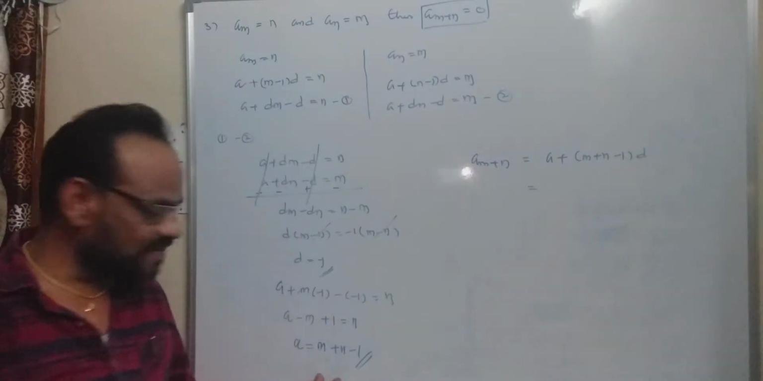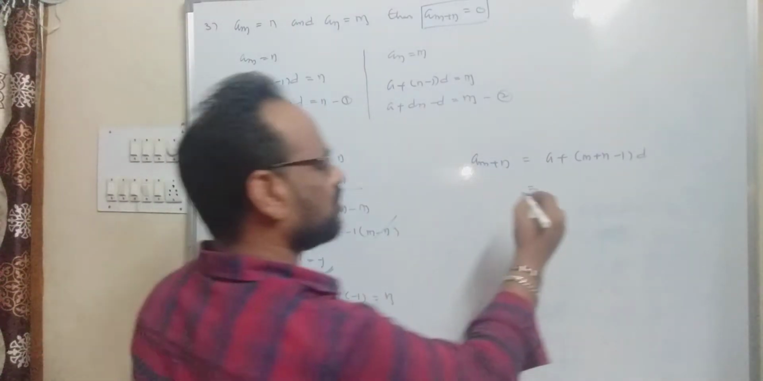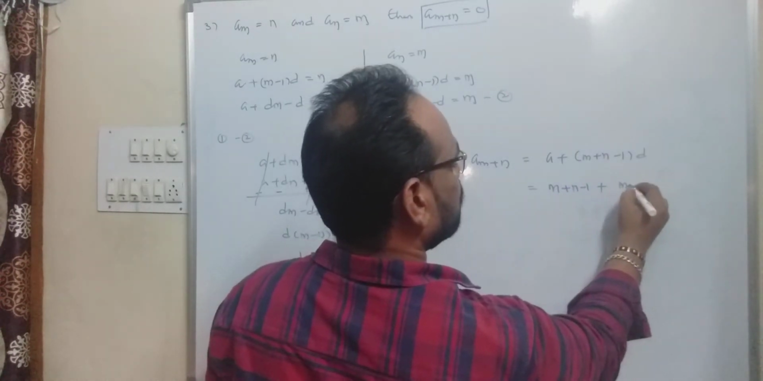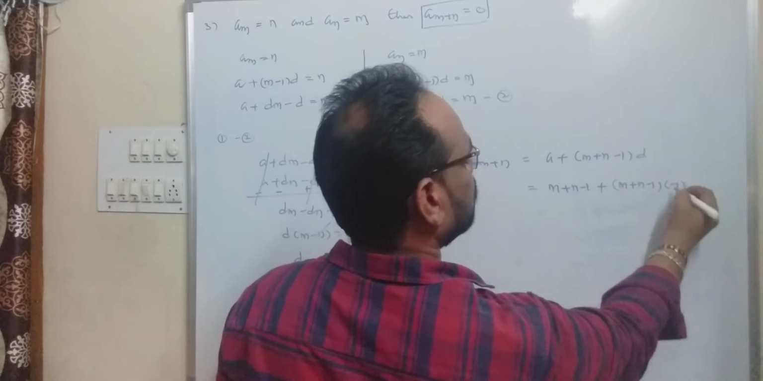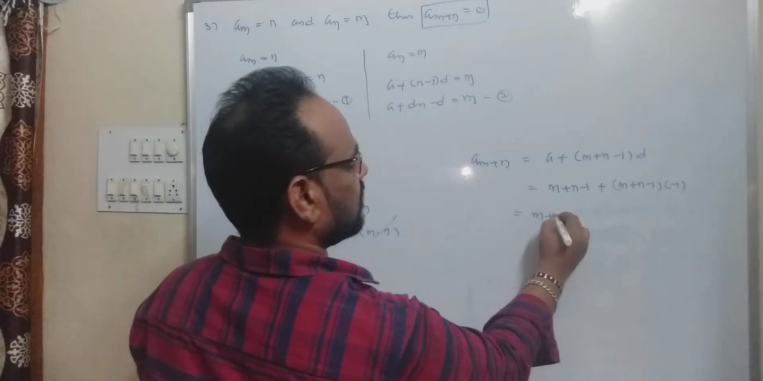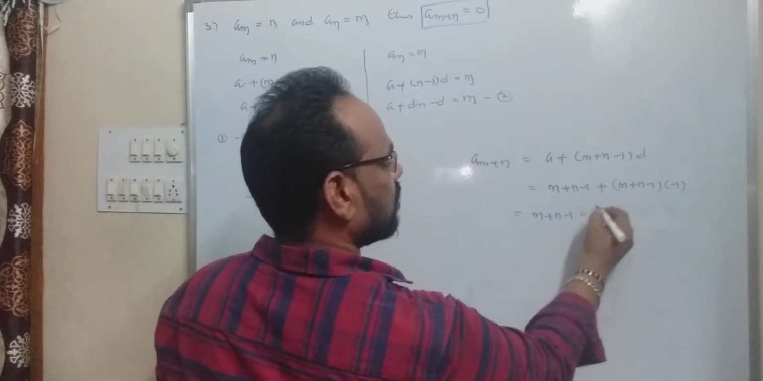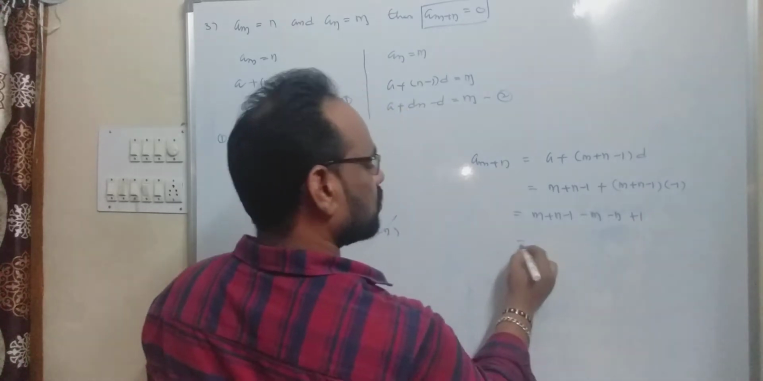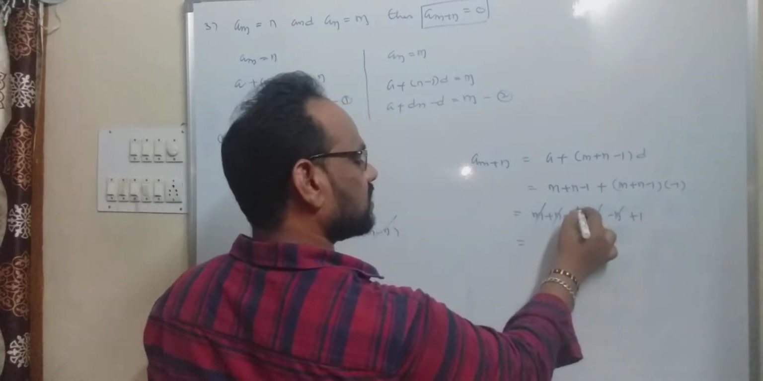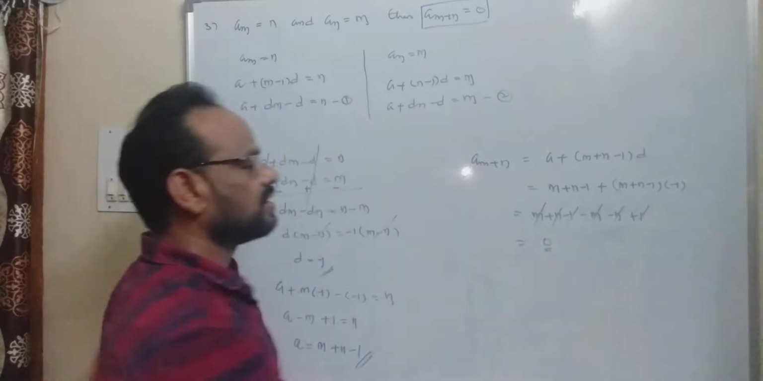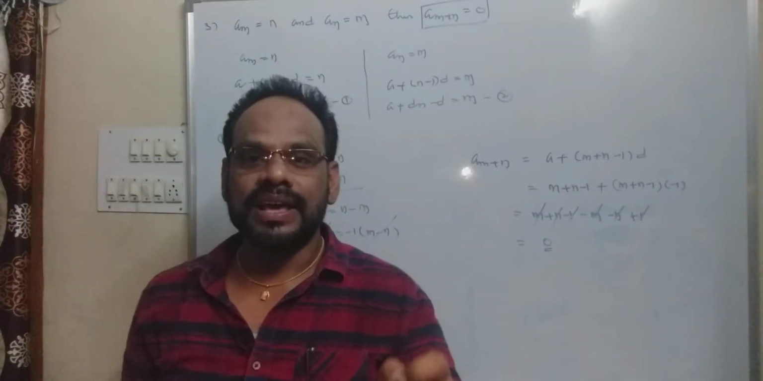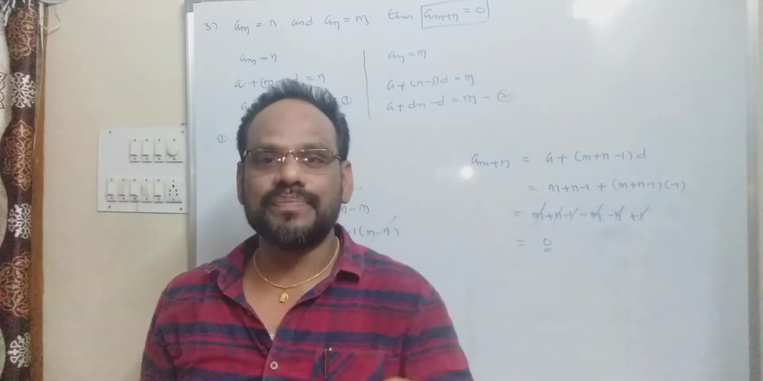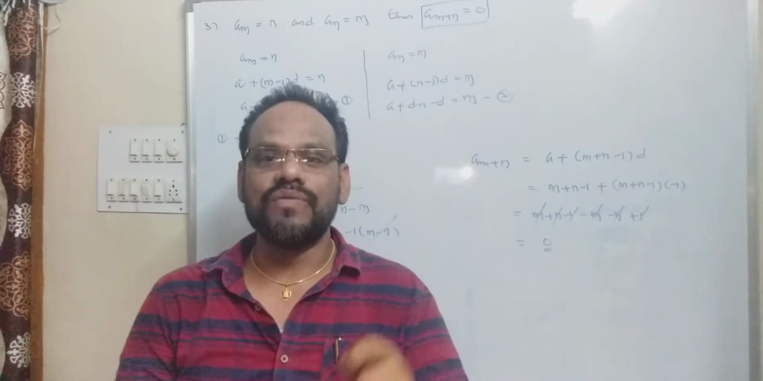So here we get the a value, how much? m plus n minus 1. Substitute here: m plus n minus 1 plus (m plus n minus 1) into the d value, minus 1. So that is equal to m plus n minus 1 minus 1 into m, minus 1 into n, minus n, minus into minus plus 1. So m gets cancelled, n gets cancelled, minus 1 plus 1 gets cancelled. So it will be 0. So a very important property: if the mth term of an arithmetic progression is n and its nth term is m, then the (m plus n)th term is always 0.